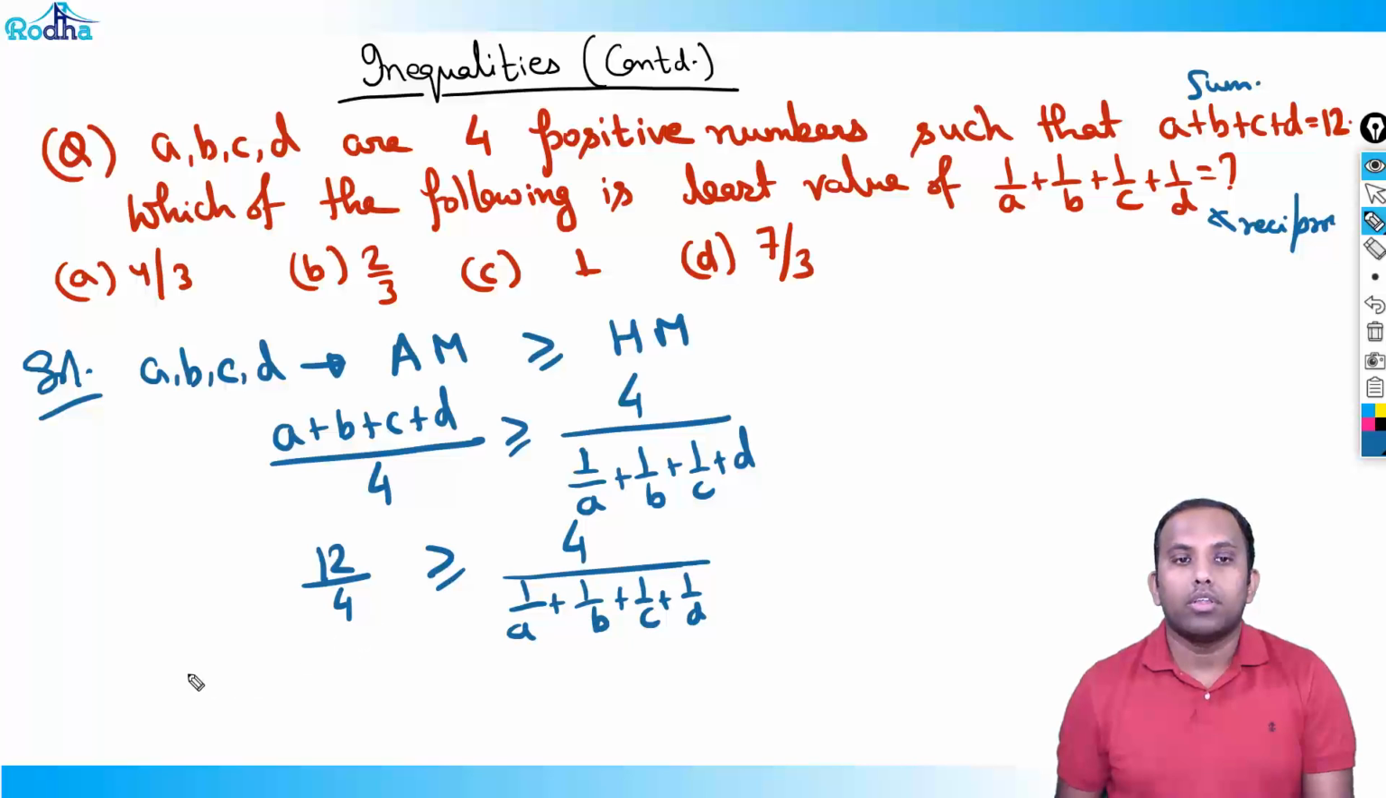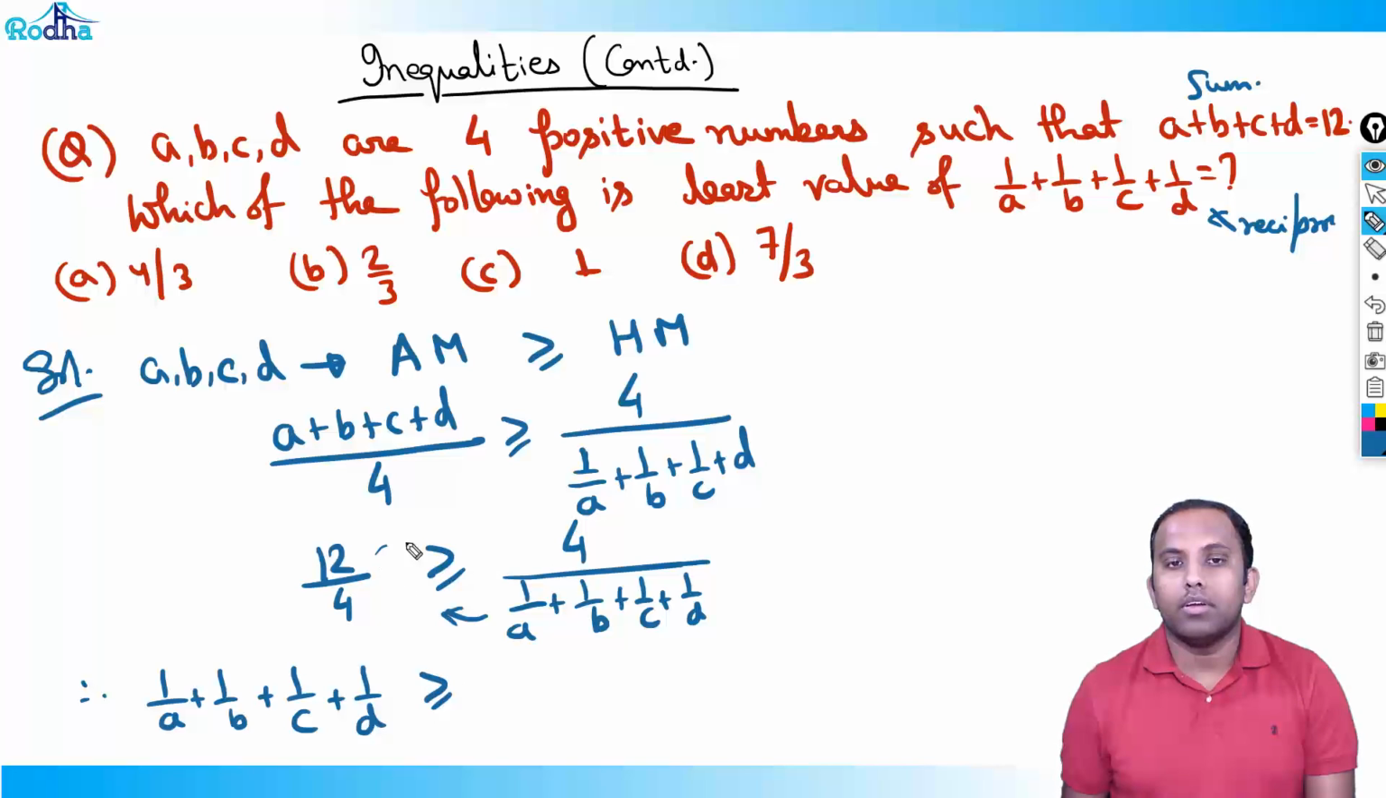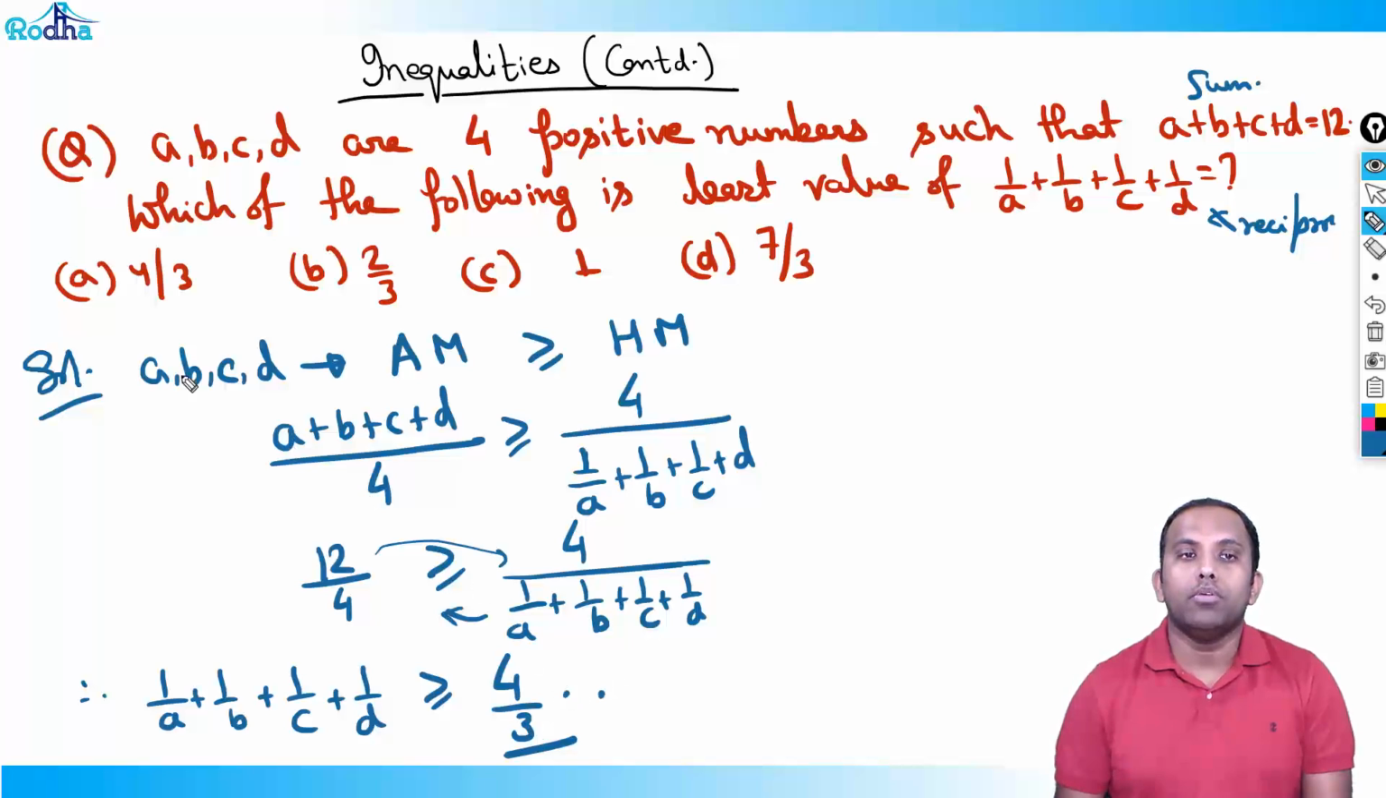Correct. Now, taking 1 by this term to this side, 1 by A plus 1 by B plus 1 by C plus 1 by D is greater than or equal to 4 upon 12 by 4, which is 3. So 3 will come here and it becomes 4 by 3. So since 1 by A plus 1 by B plus 1 by C plus 1 by D is always greater than or equal to 4 by 3, its minimum value will be 4 by 3.